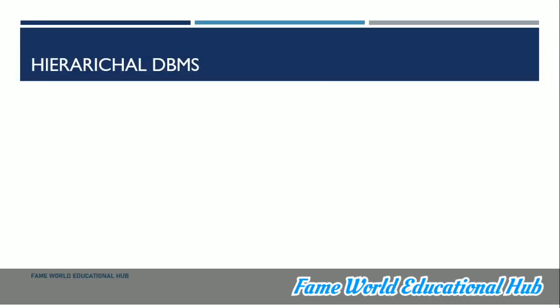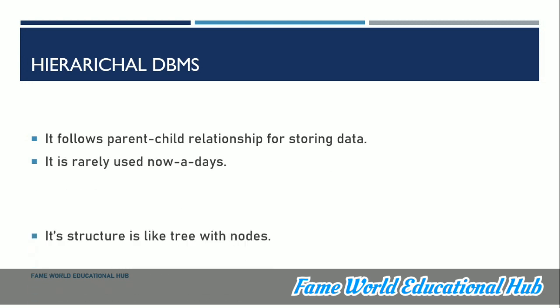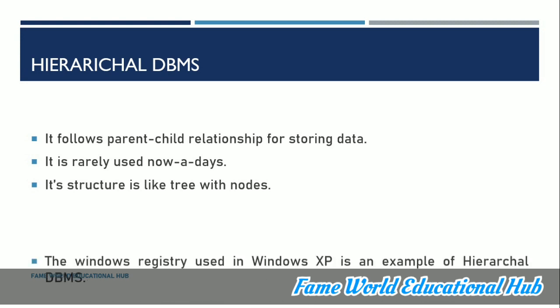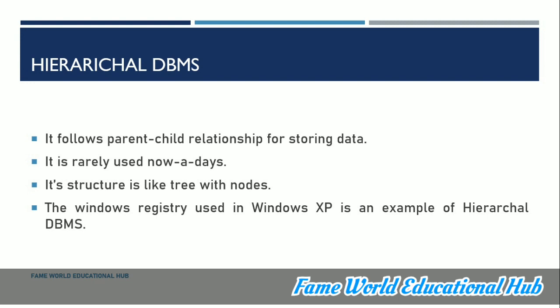Talking about the navigational DBMS, the first one is hierarchical DBMS. It follows the parent-child relationship for storing the data. A hierarchical database management system is basically a top-bottom approach, a tree-like structure with nodes, which stores the data in a parent-child relationship, and it is rarely used nowadays. An example of hierarchical DBMS is the Windows registry used in Windows XP.